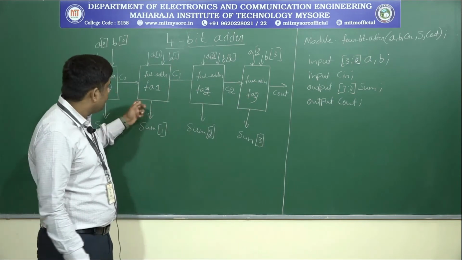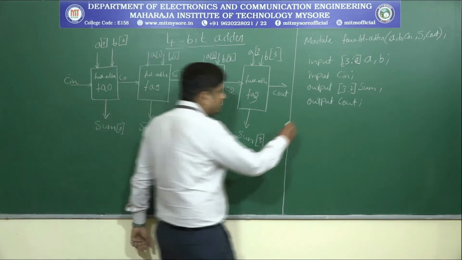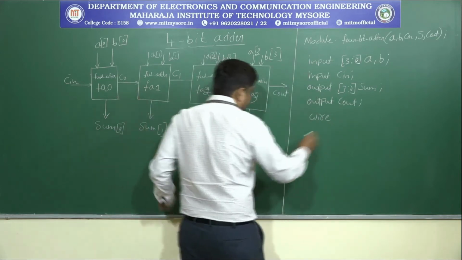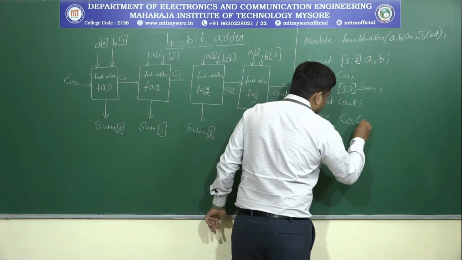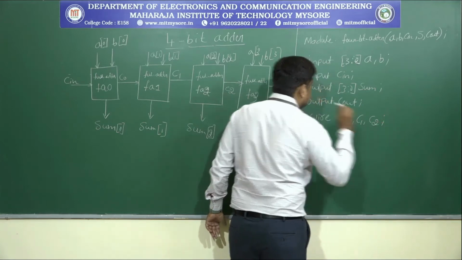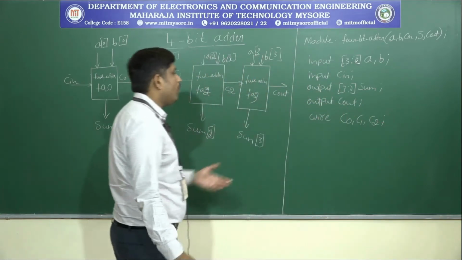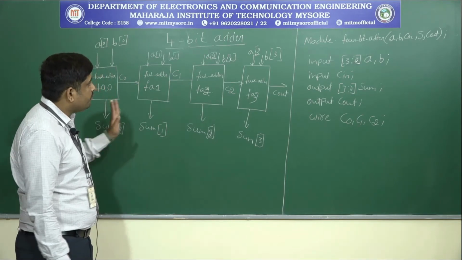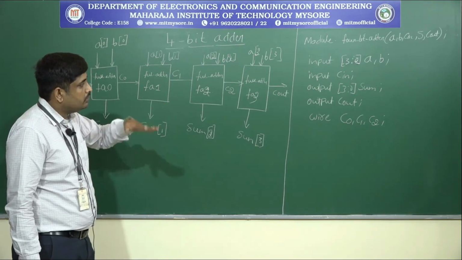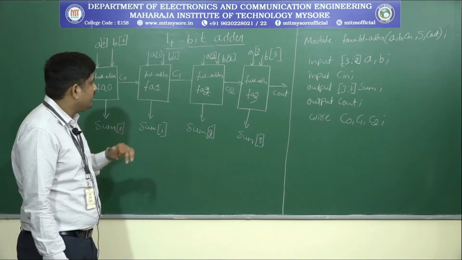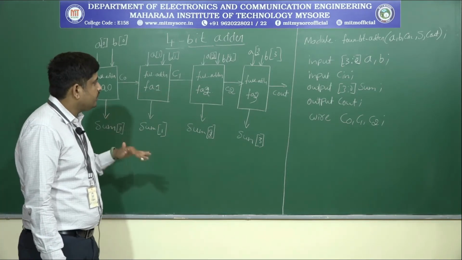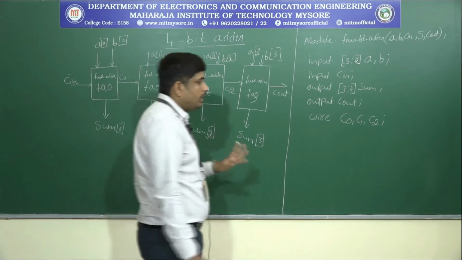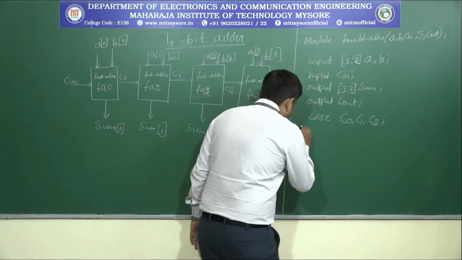So that's why here we have to mention wire next: C0, C1 and C2. These are all the wires, or we also call them intermediate signals. So after the inputs and outputs, then the wire declaration, that is the declaration. Next we have to instantiate each and every block. Okay, so let us go one by one.